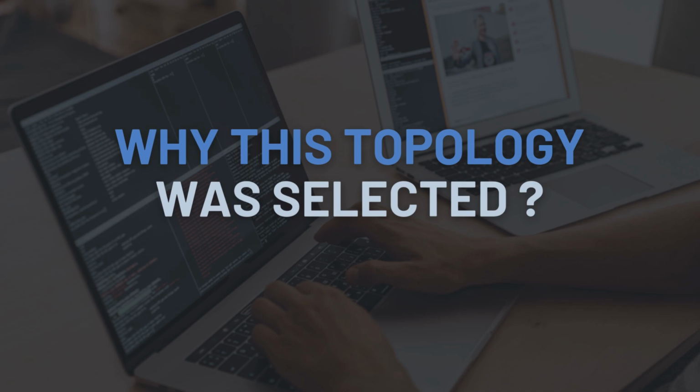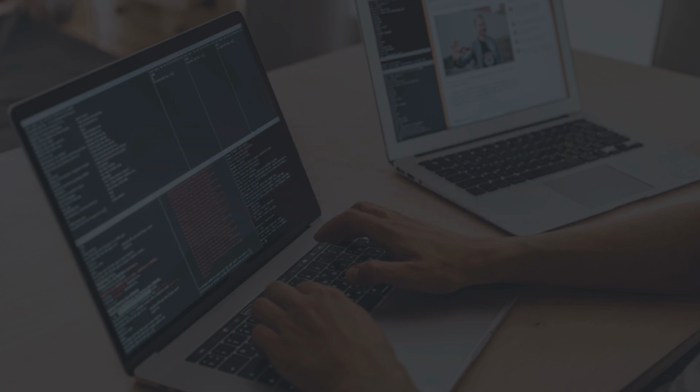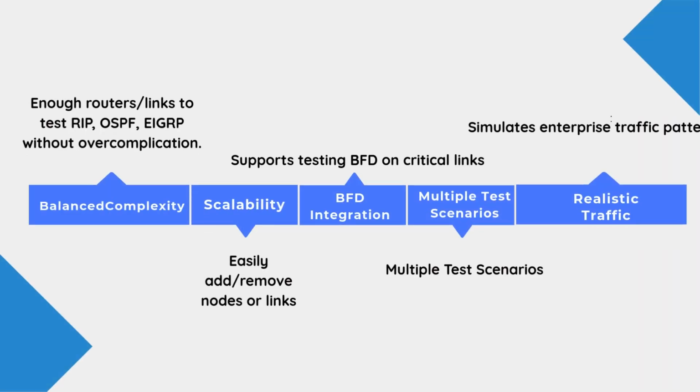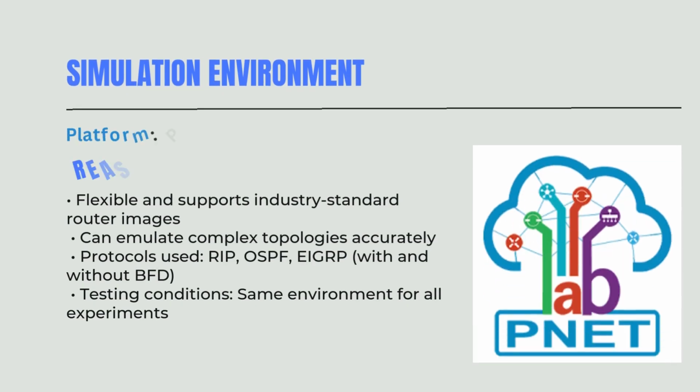Why this topology was selected. Balanced complexity: enough routers and links to test RIP, OSPF, EIGRP without overcomplication. Scalability: easily add or remove nodes or links. BFD integration: supports testing BFD on critical links. Multiple test scenarios with realistic traffic: simulates enterprise traffic patterns.